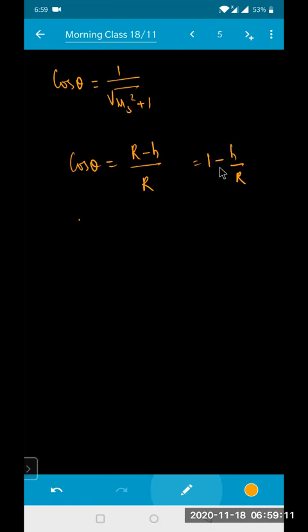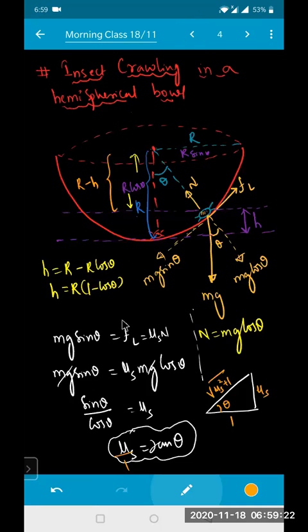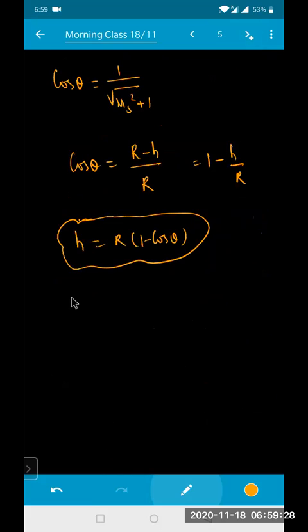So h is equal to what do we get then? Doing it this way, h is equal to R into 1 minus cos theta. Is that clear? I already told you this initially. h is equal to R into 1 minus cos theta. Whichever you feel comfortable with, you can use that relation and calculate the height.